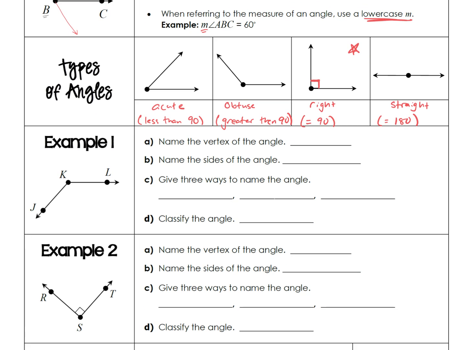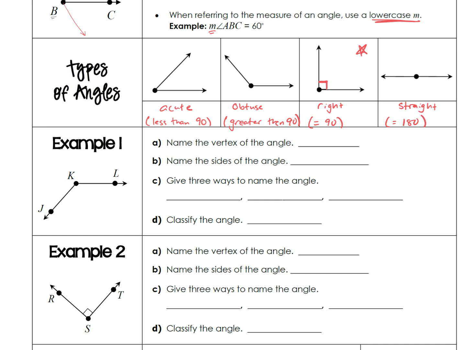Okay, let's do an example. So for example number 1, I'm going to name the vertex. K is the endpoint of both of those rays, so my vertex is K. And since the sides of the angle are created by rays, this is going to be ray KL and ray KJ. Make a note of the arrows, okay? Make sure we're naming our rays properly.